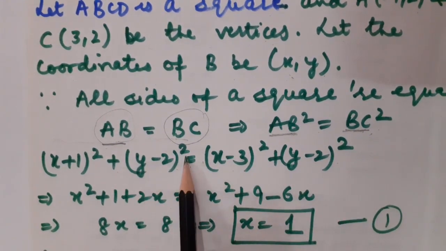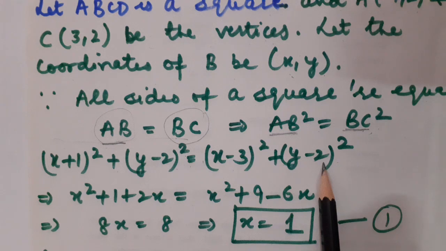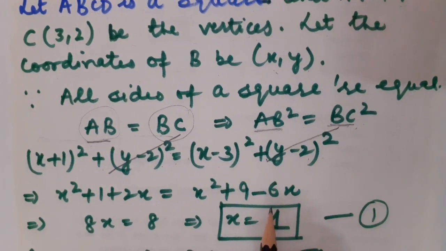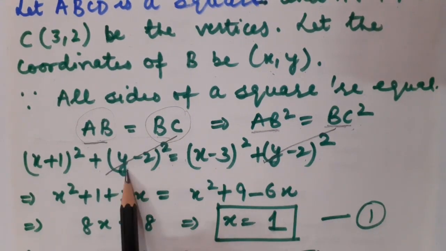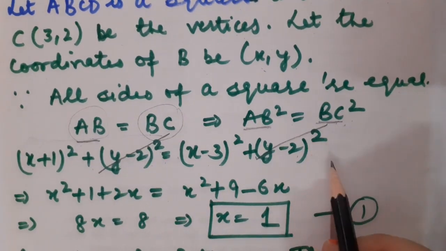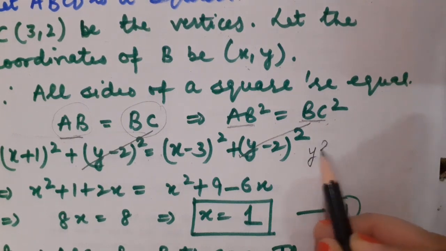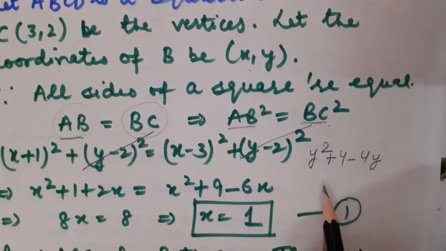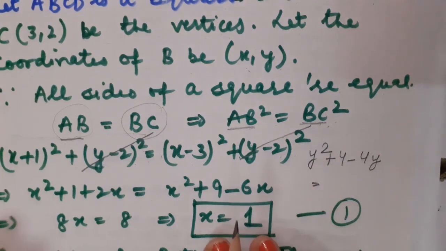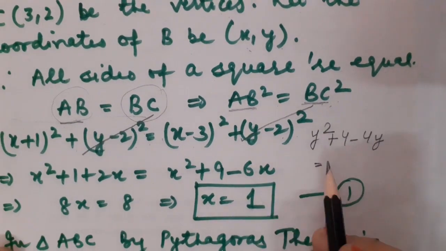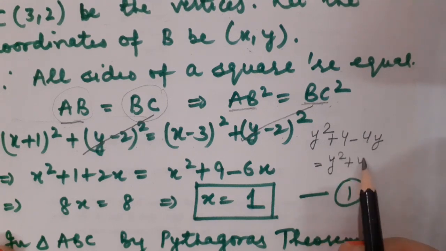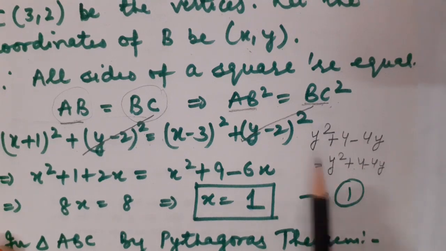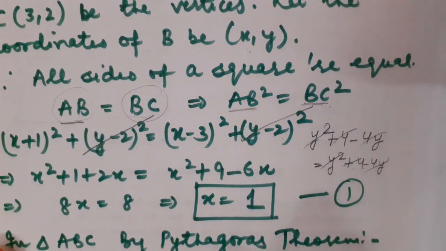Now just look here. This is (y - 2) whole square, and here also (y - 2) whole square. Both are going to be cancelled. How? That I am telling you. Here I am going to apply (a - b) whole square. It would be a square, that is y square, plus 4 minus 4y. In the same manner, you will get on the right side also the same three terms, that is y square plus 4 minus 4y. When you bring all these three terms to the left hand side, they are all going to be cancelled with each other.